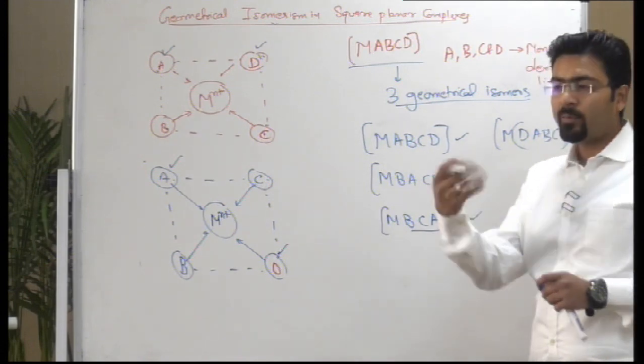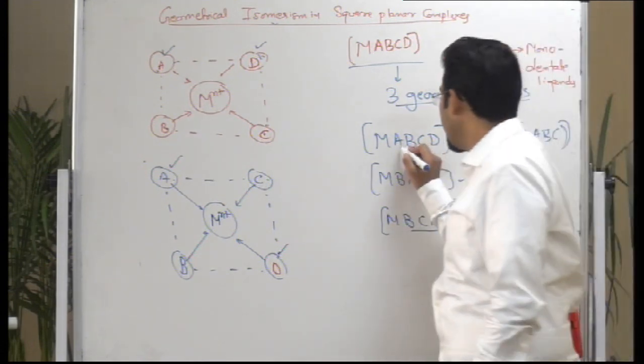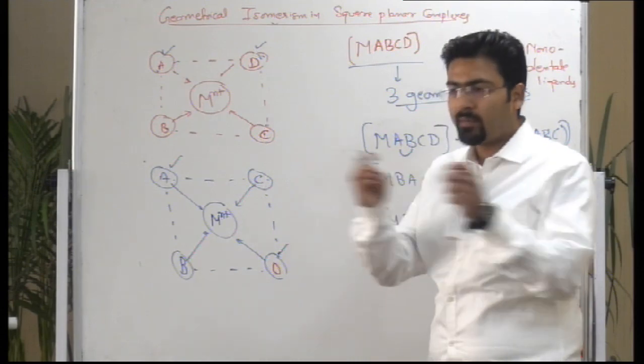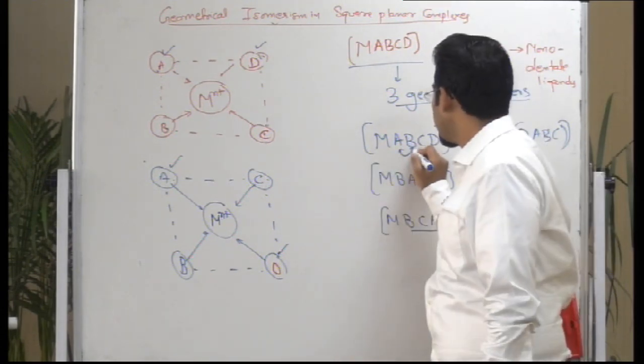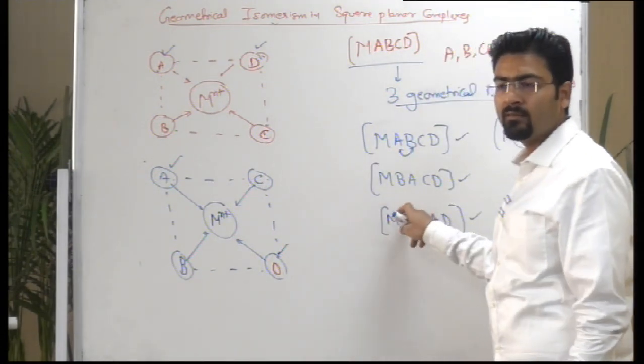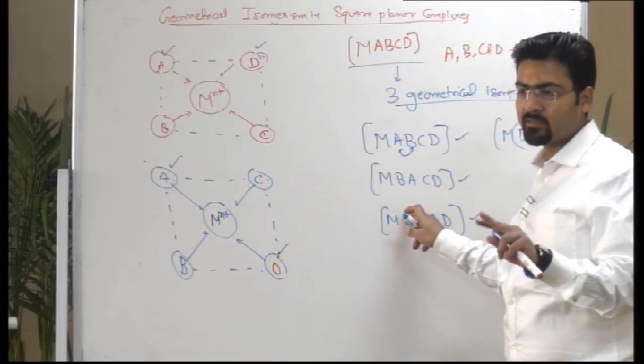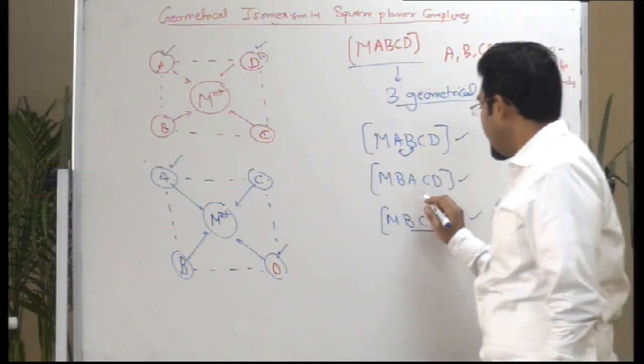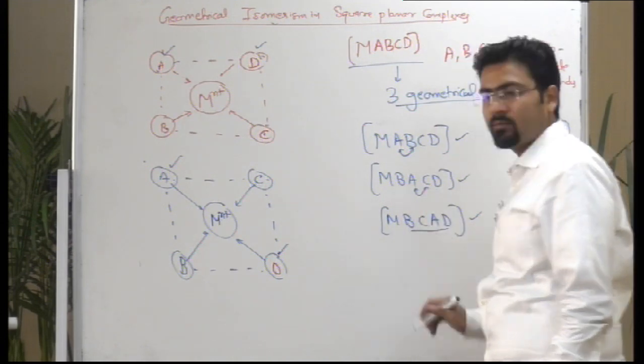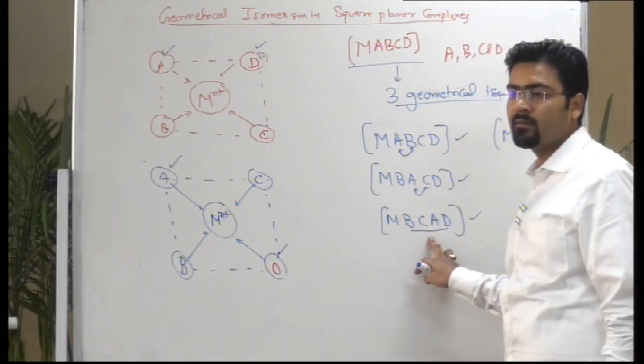How can you predict 3 cases? You can remember it simply. What I've done is I've written them in one order. I've replaced the first 2, and I've created the second isomer. Then in the next case I have replaced the other 2, and I have created the third isomer.